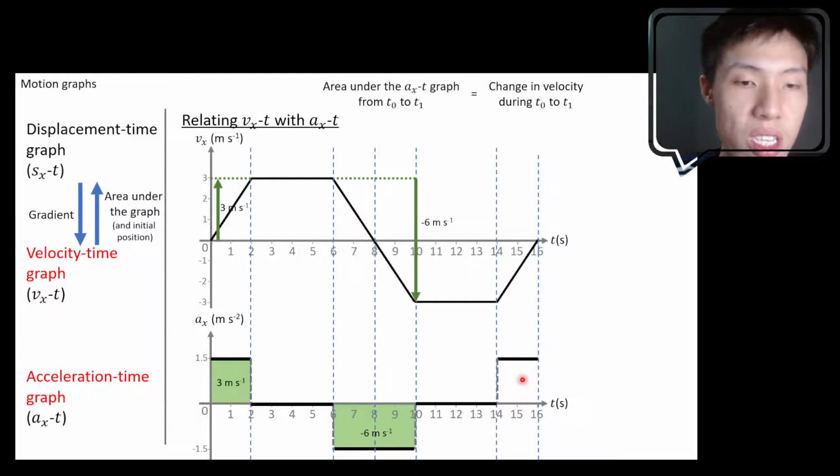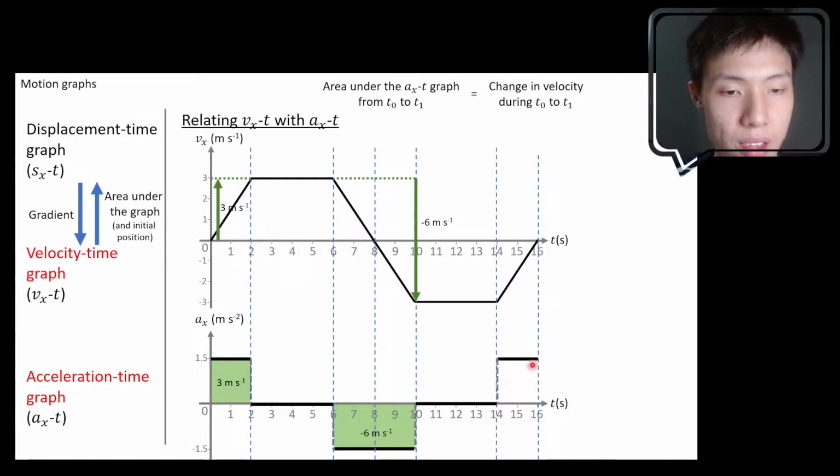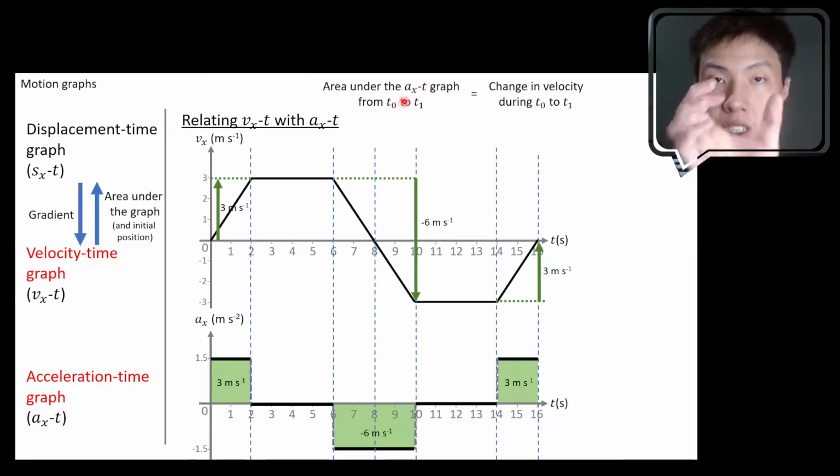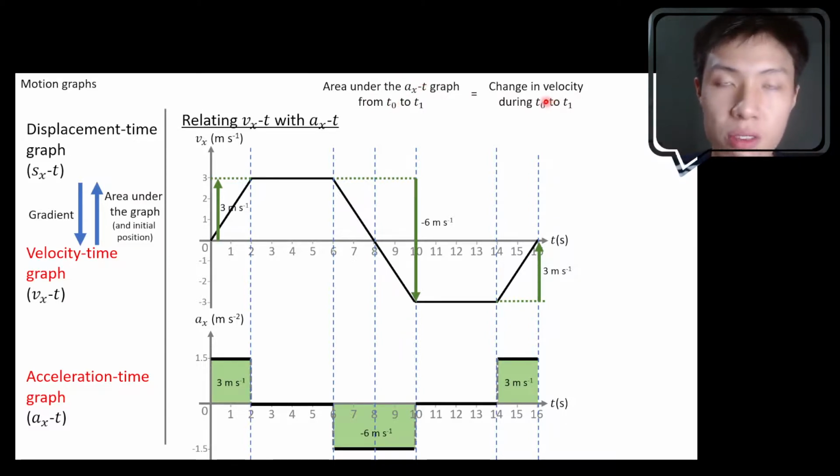Okay, for the last section, you can see that for the acceleration time graph, the area can be found by taking 1.5 multiplied by 16 minus 14, which is 2. So the answer you get will be 3 meter per second. So again, you expect final velocity 0 minus initial velocity negative 3, you should get 3. And yes, the answer is 3 meter per second, just like the area under the graph that you determined here. So this whole analysis proved that the area under the AT graph for a certain time period will be equal to the change in velocity that happened during that period of time as well.